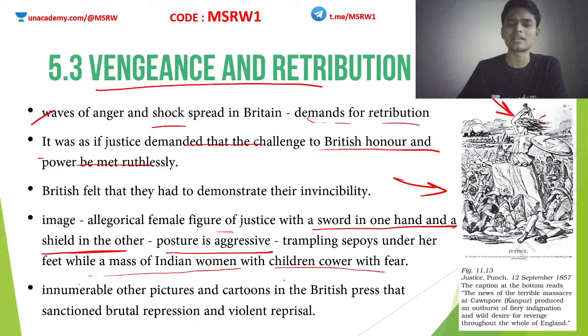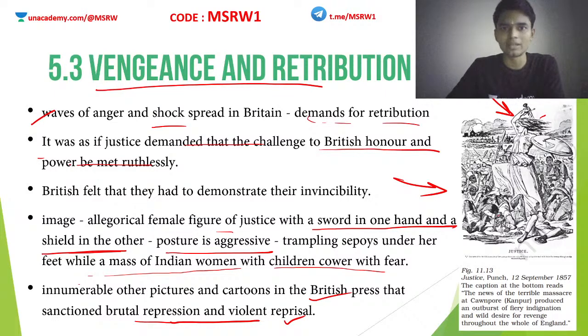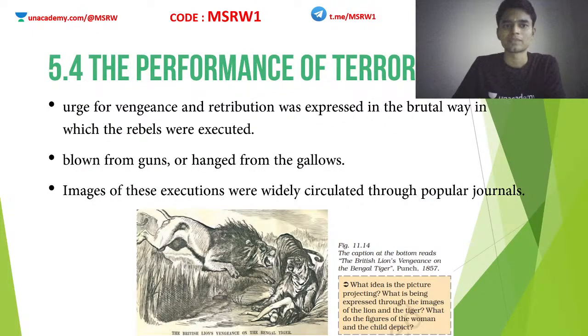There were innumerable other pictures and cartoons in the British press that sanctioned brutal repression and violent reprisal. Once the news of 1857 spread in England, everybody wanted revenge. Every British person wanted retribution. In one way or another, they demanded this. Performance of terror: the urge for vengeance and retribution was expressed in the brutal way in which the rebels were executed.